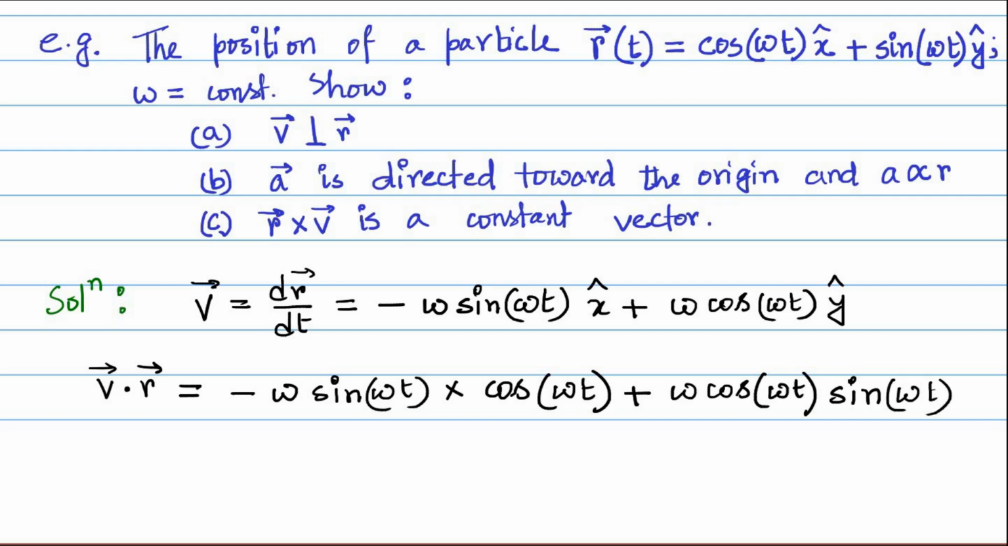Now you can immediately see these two are the same quantity, except they have opposite signs. One has a positive sign and the other has a negative sign, so they cancel each other, so you get 0, which means that v and r are in fact orthogonal to each other. So that is the first one. The next one is where we'll have to calculate the acceleration. We already have the velocity. Let's just differentiate it and we'll get the acceleration.